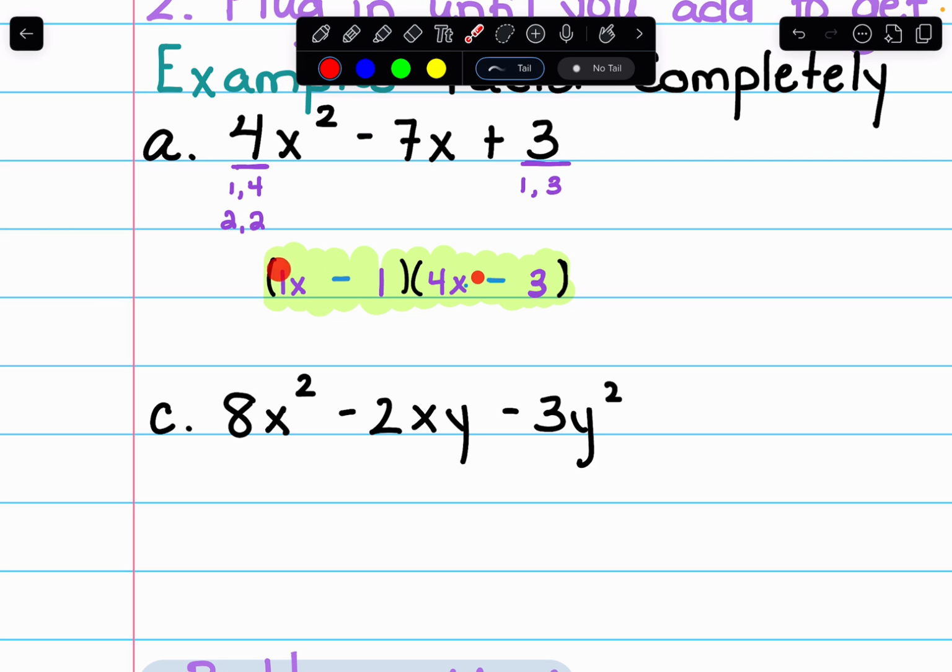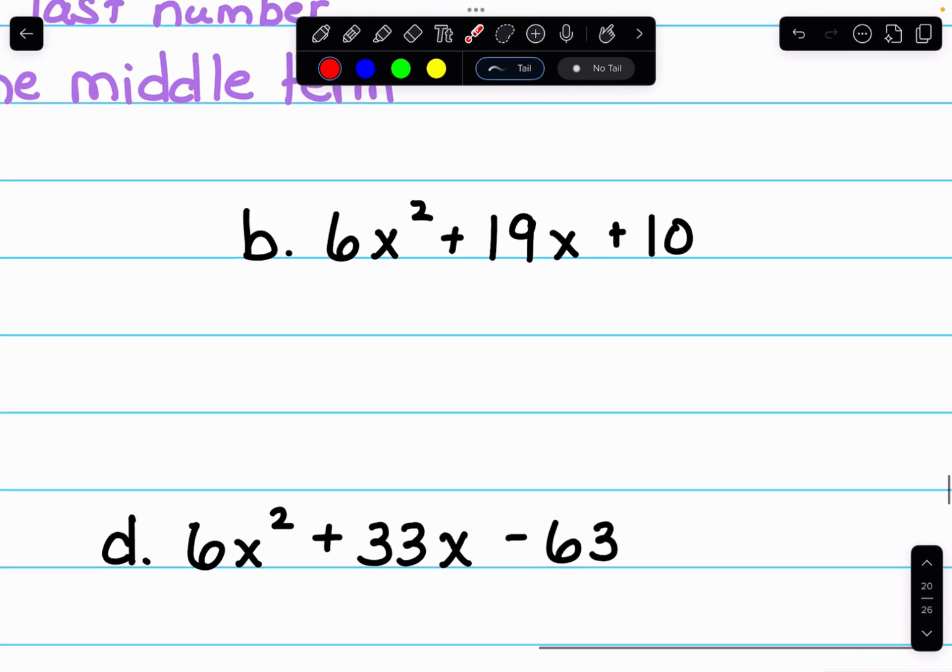If I would have said 2 and 2, I would have done 2x and 2x. Well, when I multiplied, I would have figured out that that didn't work. So I would have gone to 1 and 4, okay? Now this one.